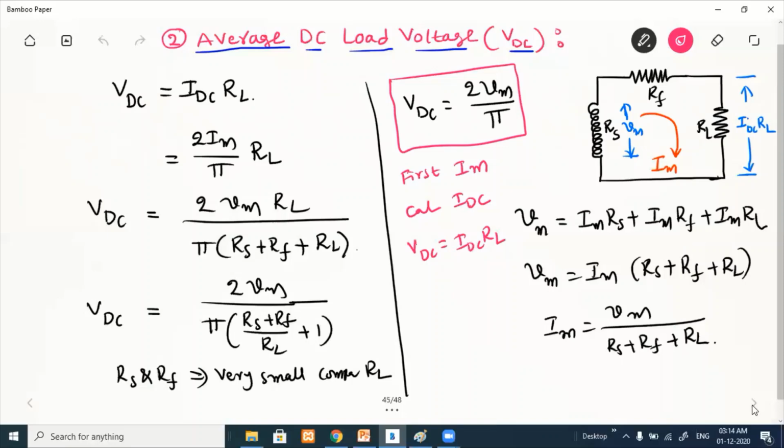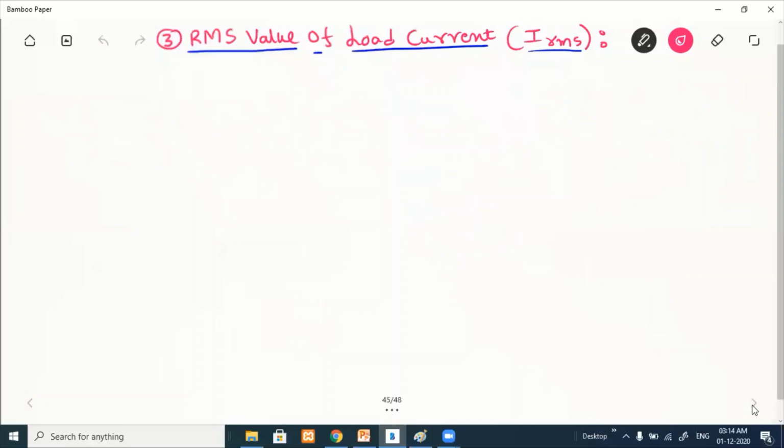Then the third characteristic of the center tapped full wave rectifier is the RMS value of load current. I already told the AC values magnitude can be calculated by using RMS. Since our center tapped full wave rectifier output consists of an AC component, we can calculate the magnitude of the load current by using this root mean square value. RMS value can be calculated by squaring, calculating mean, and applying the square root.